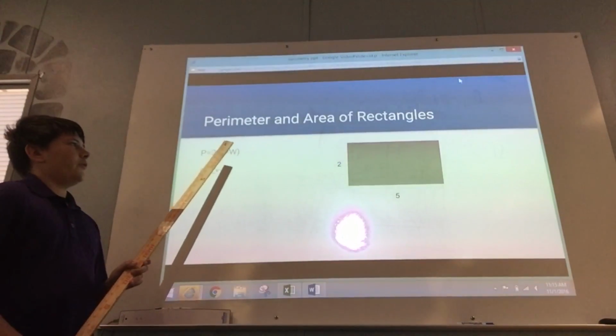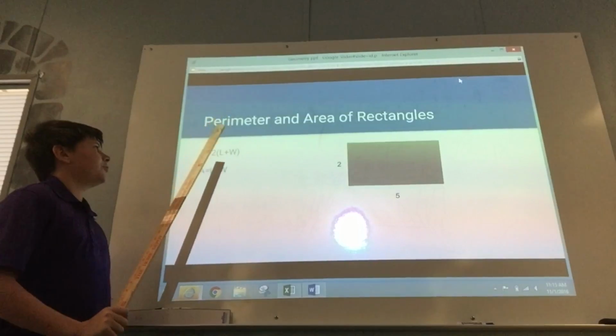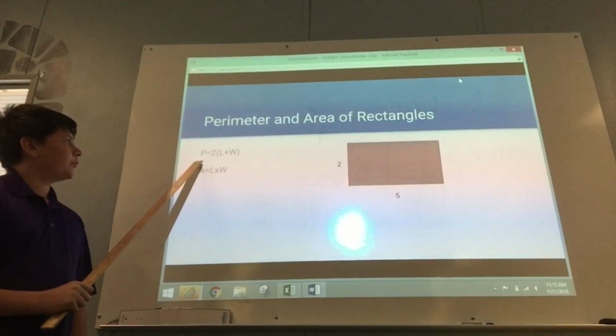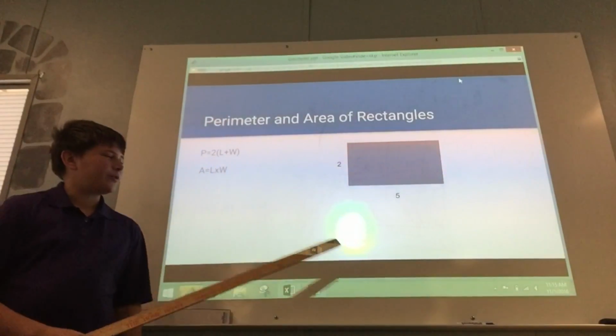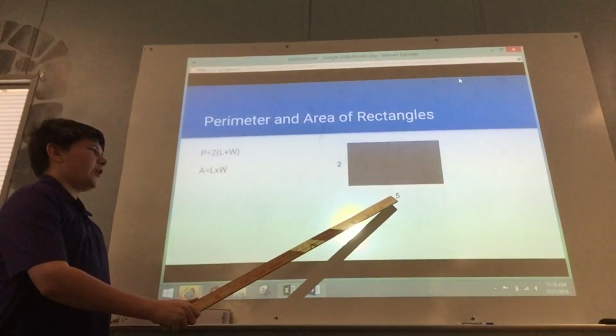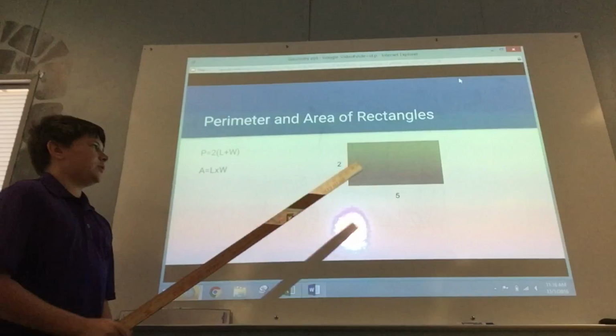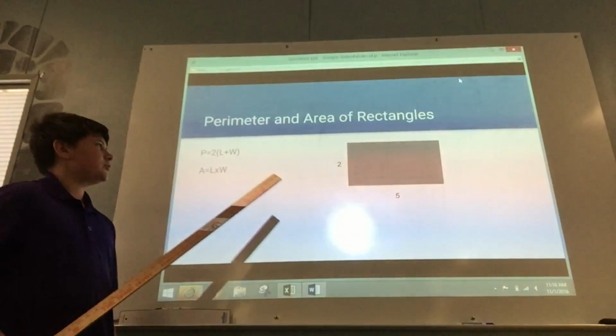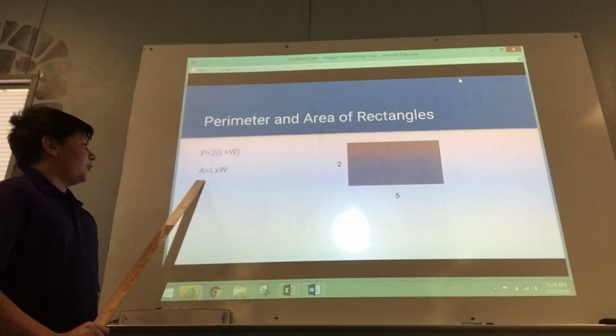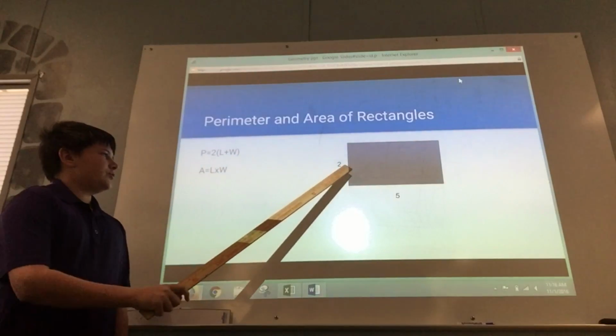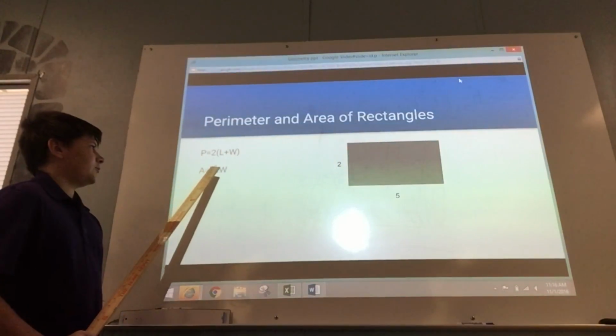The perimeter and area of a rectangle: perimeter is 2 times length plus width. So if we have a length of 5 and a width of 2, then we will get a total of 14, because 2 plus 5 is 7, and 7 times 2 is 14. And we will get an area of 10, because 2 times 5 is 10, and length times width is area.